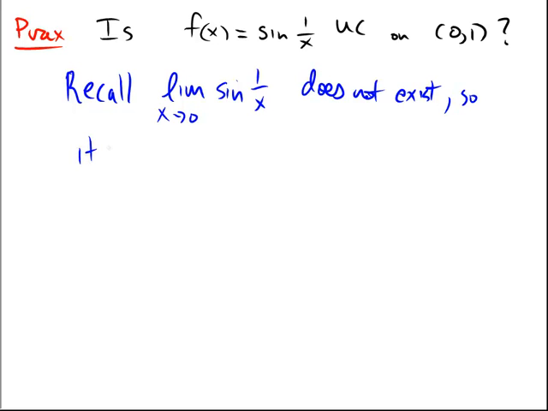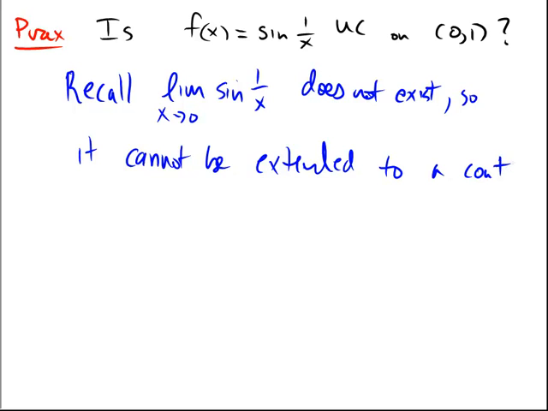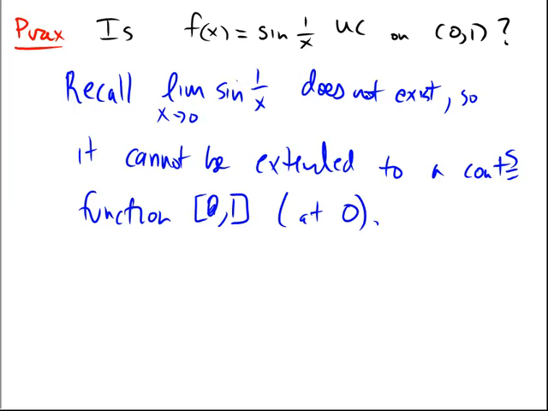So it cannot be extended. We have no limiting value, so it cannot be extended to a continuous function on the closed interval a to b, or on the closed interval 0 to 1. In particular, at 0 was the problem. We can't extend it at 0 because there is no limit. So since we can't extend it, we can't fill it in, and it was an if and only if statement in that claim. That means this f is not uniformly continuous on the open interval 0 to 1.